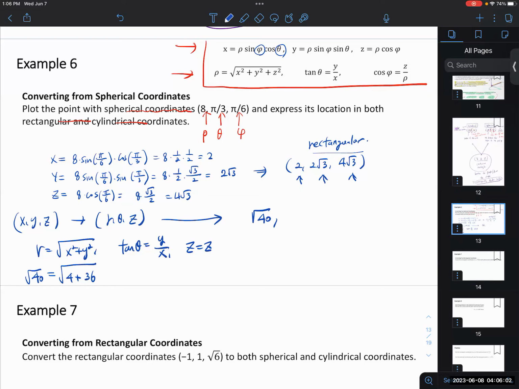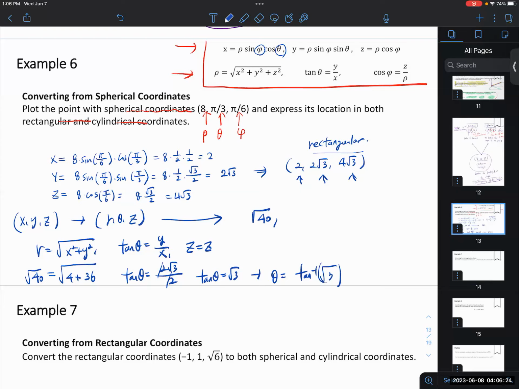And then you can keep on going. The next one, what is it? Tangent theta. So tangent theta equals y, which is 2 radical 3, over 2. So tangent theta is going to be radical 3. So theta will be tangent inverse radical 3.